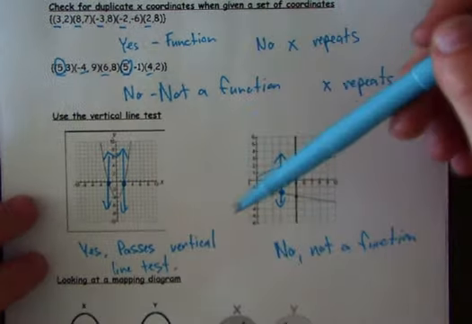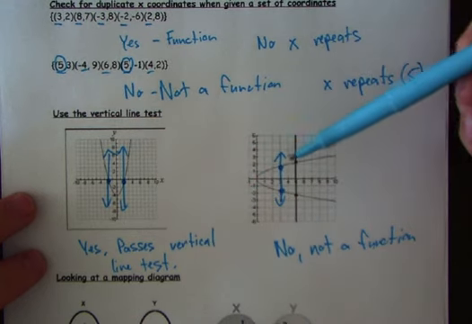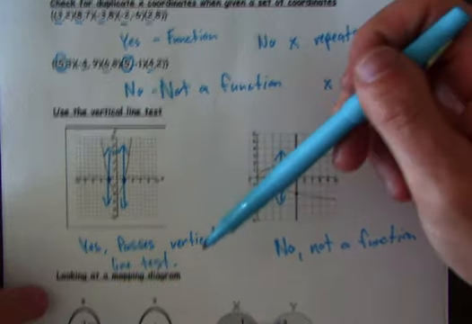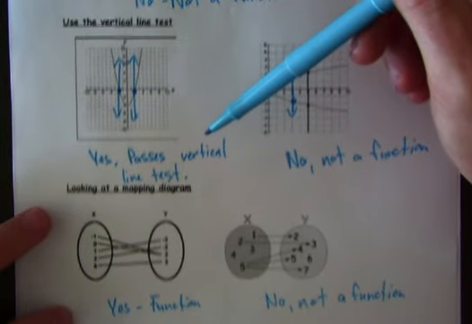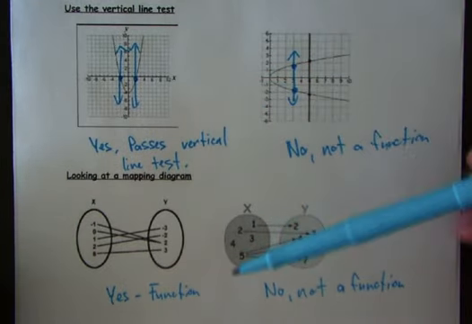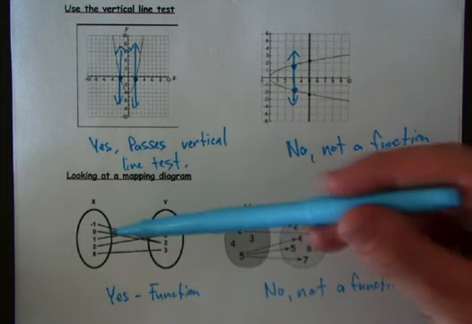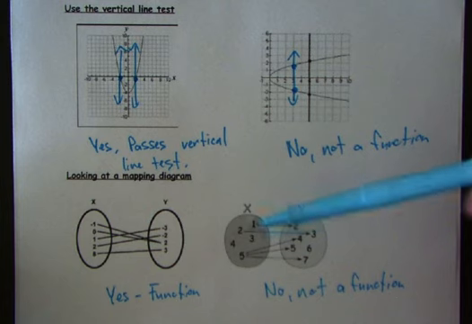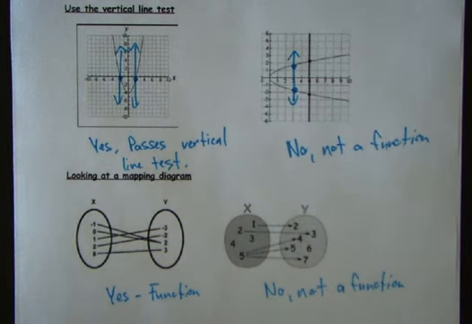We can draw a vertical line through a graph. If it intersects the graph more than once, like here, 1, 2, not a function. If it only intersects once, it is a function. Finally, we can look at a mapping diagram. If there's only one line coming from each of the x values, it is a function. If there's more than one line coming from any x value, it's not a function.